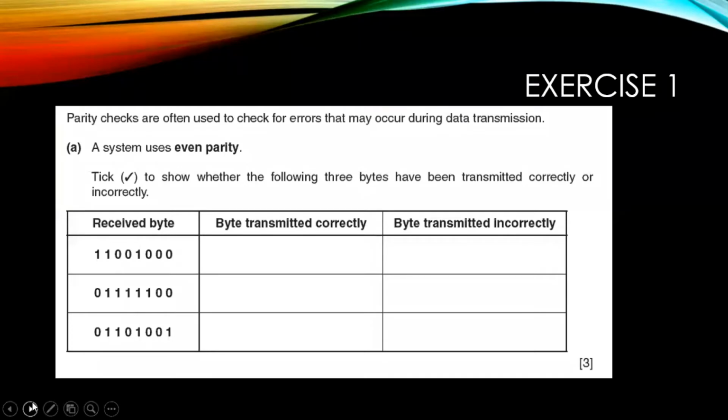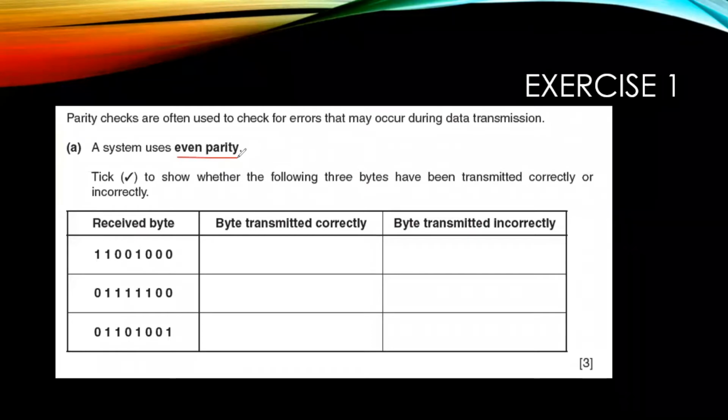For example, here you can have a question. Parity checks are often used to check for errors that may occur during data transmission. The system uses even parity. What you need to remember is, since the system is using even parity, if a byte has been correctly transmitted or received, it must have an even number of 1s. Let me do the first one.